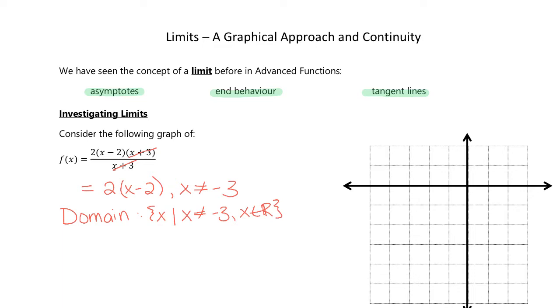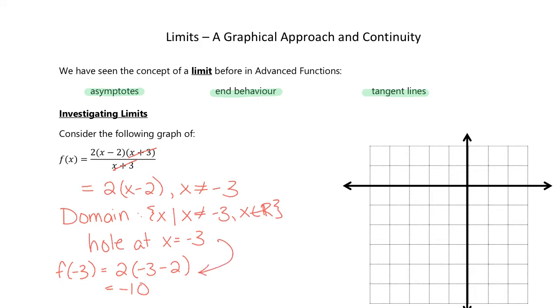What happens at x equal to negative 3? Well, there's a hole. We have a hole at x equals negative 3, and we can find out exactly where that hole is by plugging negative 3 into our function. So f at negative 3 is equal to 2 bracket negative 3 minus 2, which is equal to 2 times negative 5, which is negative 10. So this is where our hole is, at negative 3, negative 10.